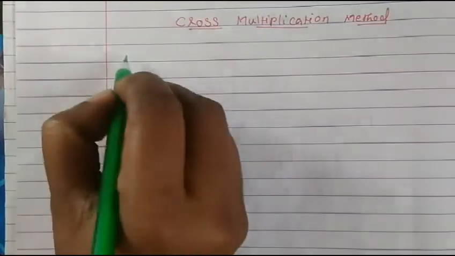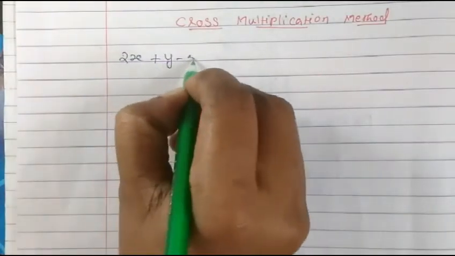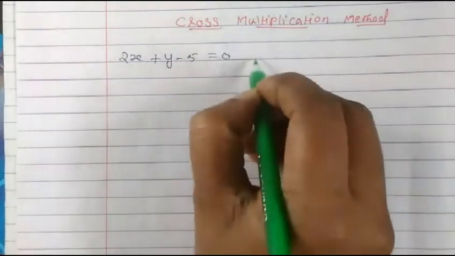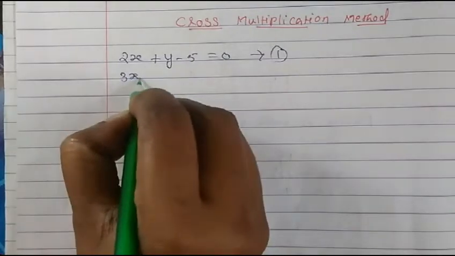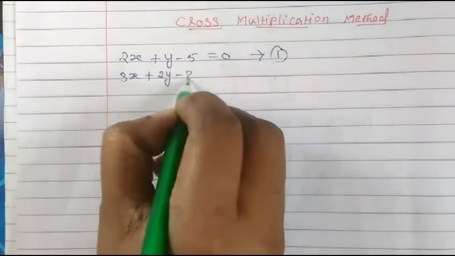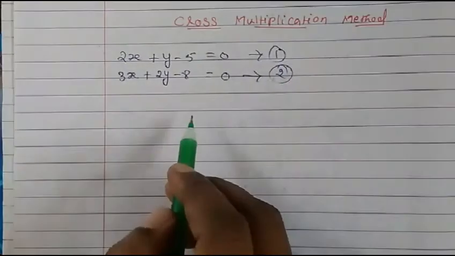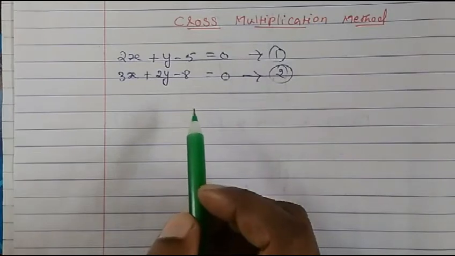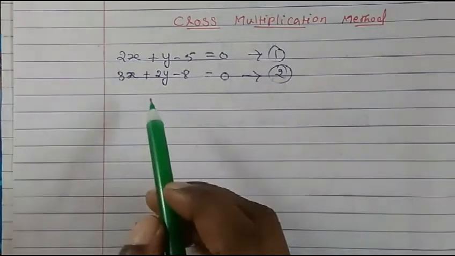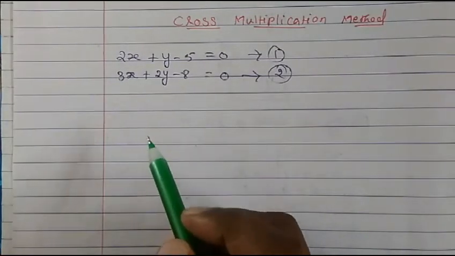A pair of linear equations we will take, that is 2x plus y. Any equation you can make your own. This is one equation. Then we'll take 3x plus 2y minus 8 equal to 0 as another equation. A pair of linear equations we have got. Now in the cross multiplication method there is a formula, but you don't need to learn the formula by heart. Just the way I am showing you, you can do it properly without getting confused.